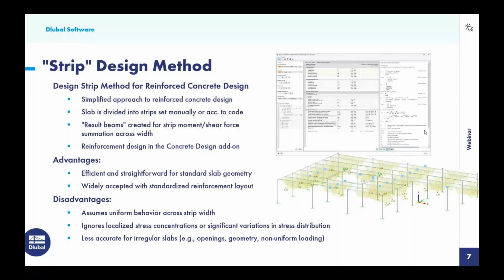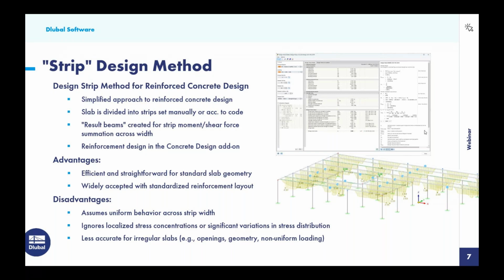So this is a simplified approach to reinforced concrete design, where essentially we take this surface or this slab element, we divide it into strips, and these strips can be generated automatically according to the standards, or we could manually generate them as well. What's happening underneath the hood is that we're using this RFEM member type called a result beam. And a result beam is going to sum up the internal forces such as moment and shear across the width of that particular design strip.